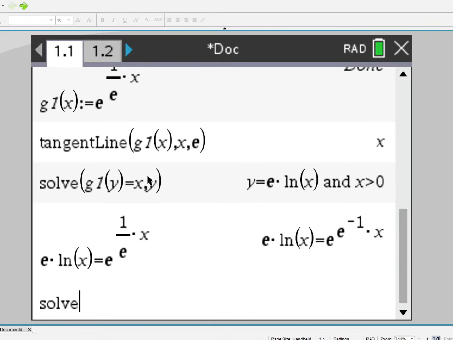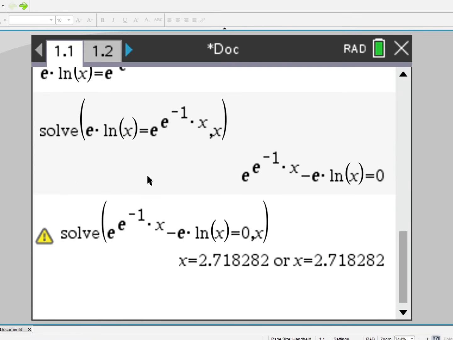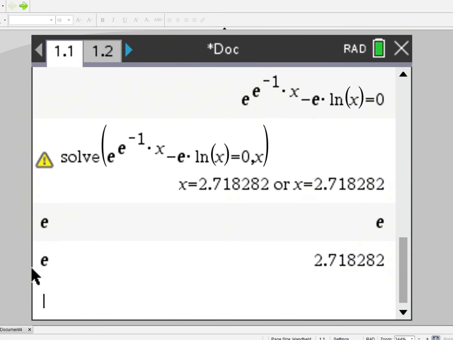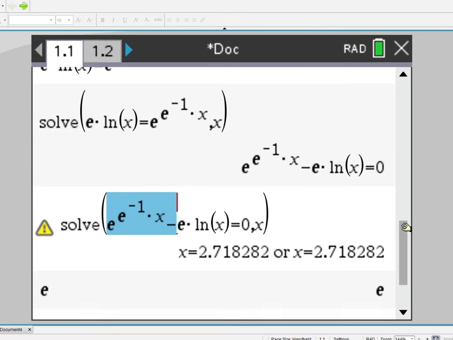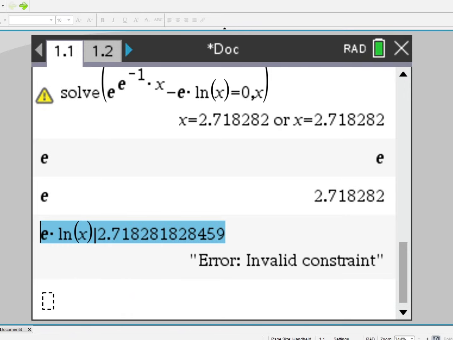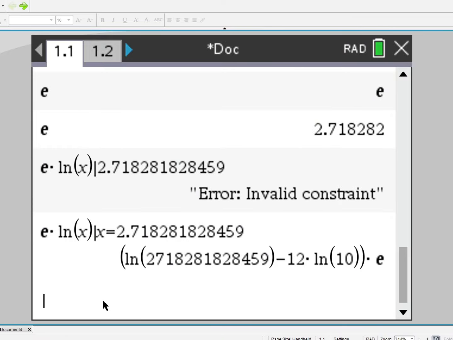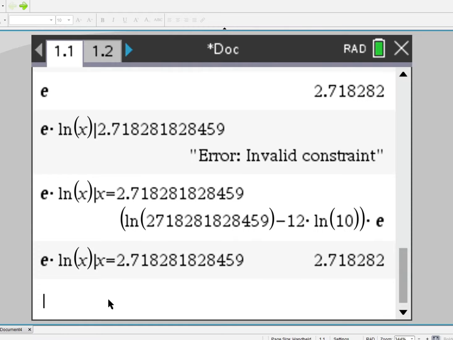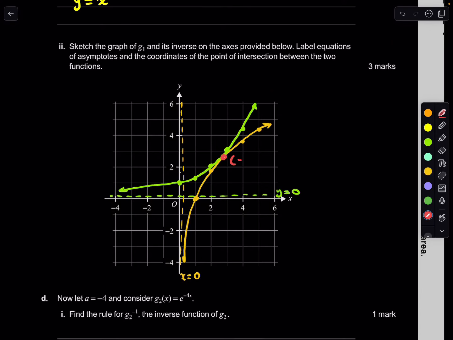You solve, answer comma x, which is 2.71, and that is just e. It's the constant e. So x is e, and of course the y value is also e, because it's an inverse, so it crosses the line y equals x. So if I do that, the y value is also e, 2.7. So it's (e, e). That is your point of intersection.